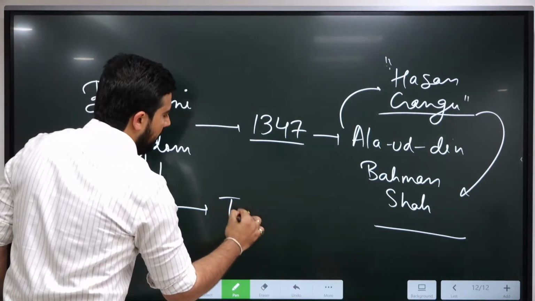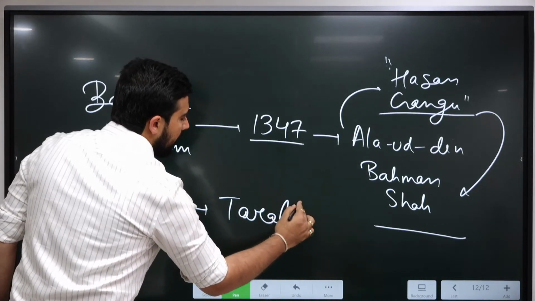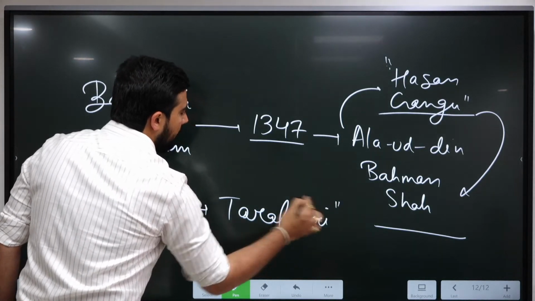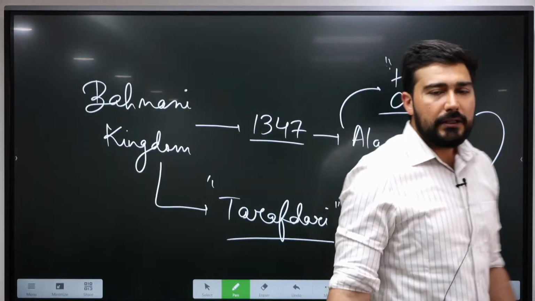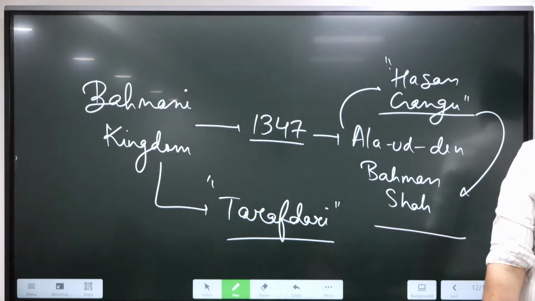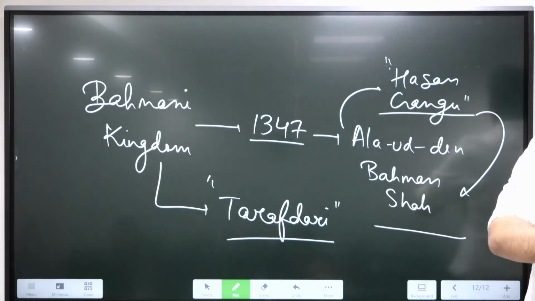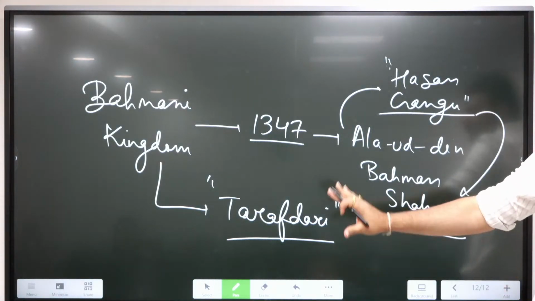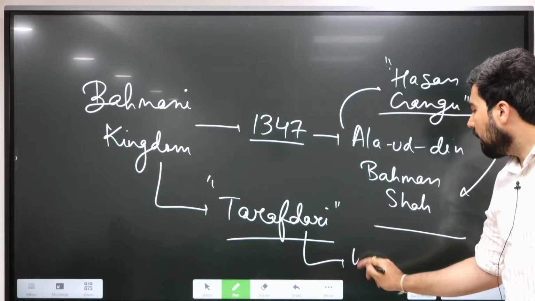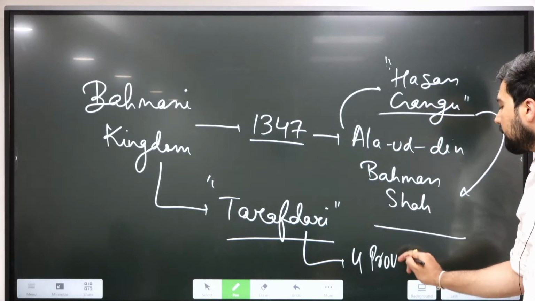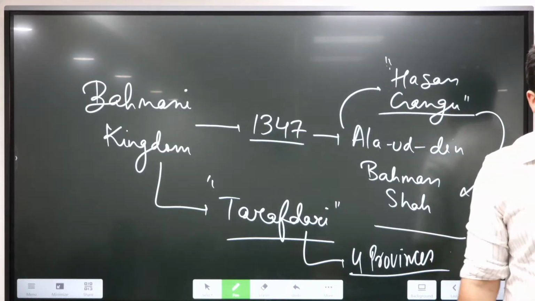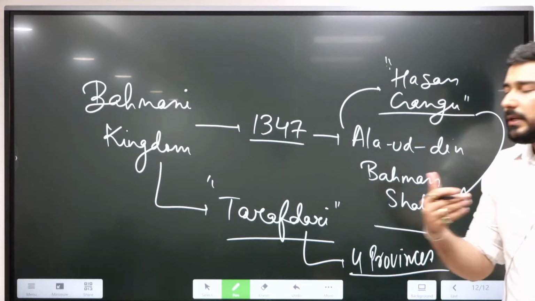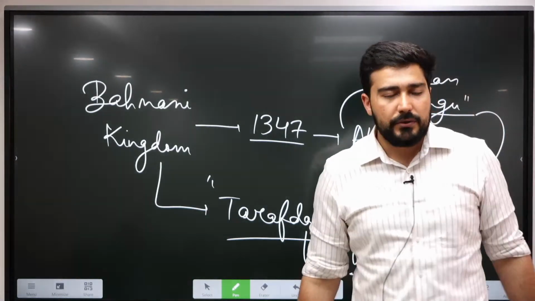Here we see the system of Tarafdari. Just like the Iqtidari system was there in the Delhi Sultanate, they established the Tarafdari system. Exactly the same. Iqta ko taraf kar diya. Alright, so this is how. Initially they were having 4 provinces, okay, or 4 tarafs, which were eventually increased in the coming century to even 8.